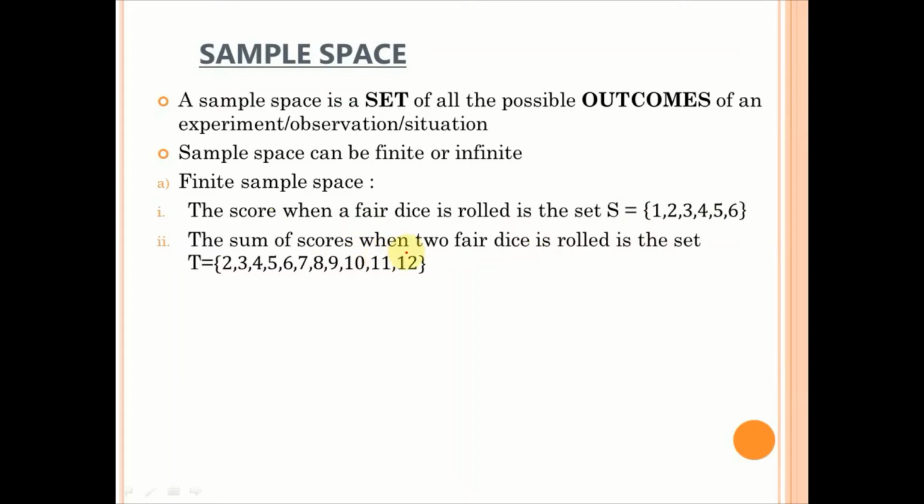Another example of a sample space is when the situation is the sum of the scores when 2 fair dice are rolled. There are 2 dice, we roll them at the same time, and then we add the results. So what are the outcomes? The smallest number you can get on a dice is 1, so the smallest sum is 2, and the highest number is 6, so the highest sum is 12. In between are 3, 4, 5 and so on. That's why this is the sample space: everything that could come from the experiment.